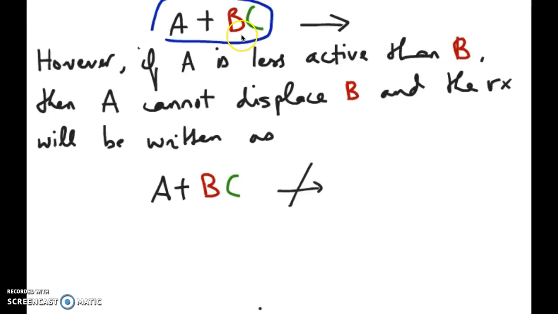What happens if you don't see anything happening? You mix the two things, you don't see anything happening. First thing you're going to do is you're just going to write it like this. You're going to put a slash across that reaction arrow and say that no reaction occurs. Now, if no reaction occurs, that of course tells you that A is less active than B in this case.